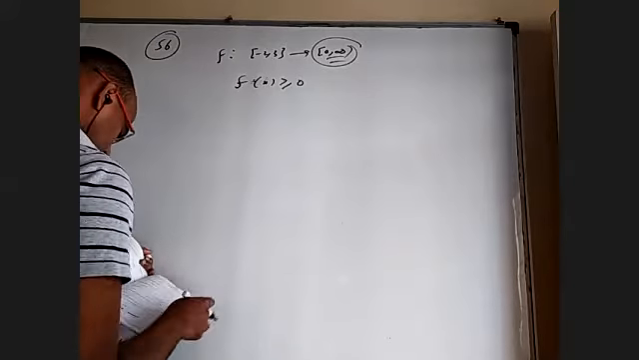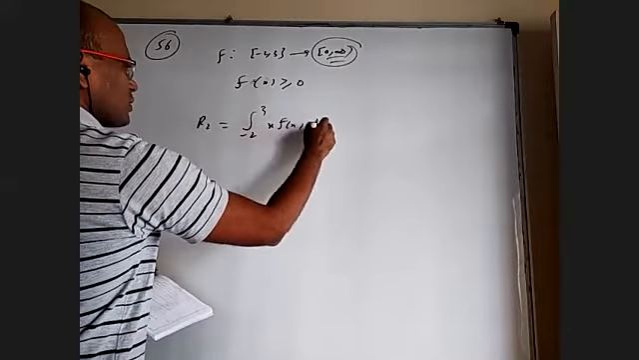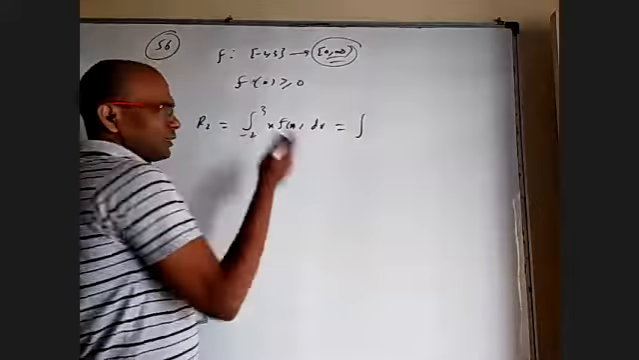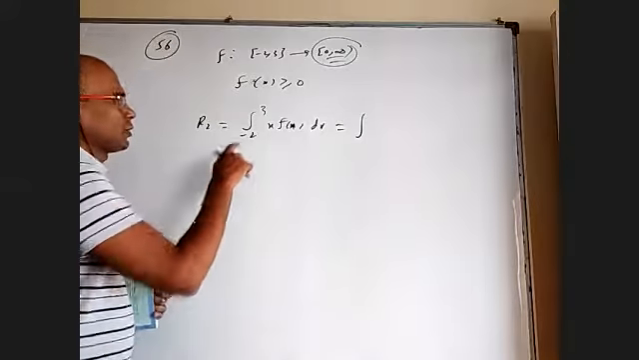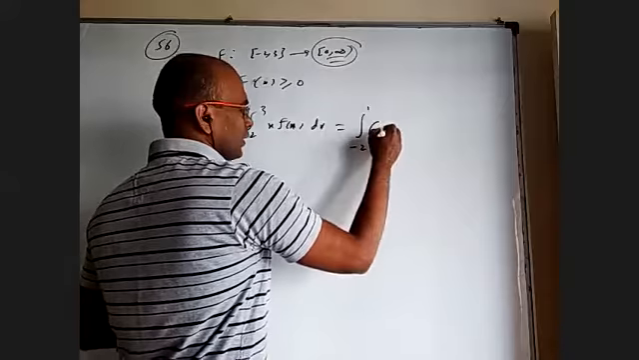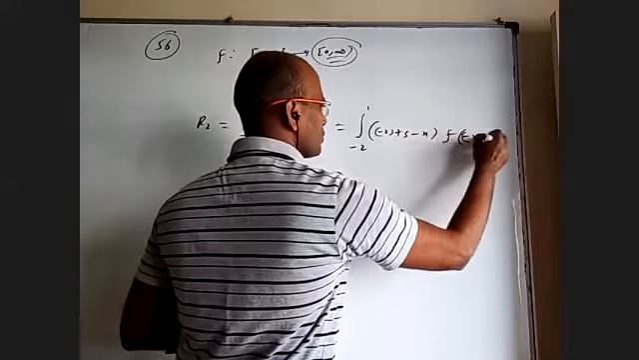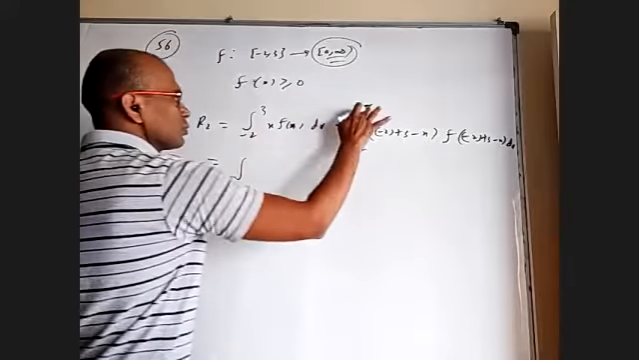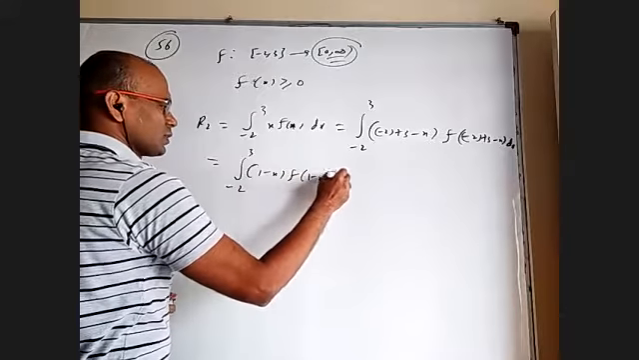Now, they simply want R2, which is integral minus 2 to 3 x f of x dx. We can replace x with 1 minus x. Sorry, integral a to b f of x dx is integral a to b f of a plus b minus x, right? So I'm going to replace x with this plus this minus x, which is 1 minus x. So integral minus 2 to 3 of minus 2 plus 3 minus x into f of minus 2 plus 3 minus x dx. That is integral minus 2 to 3 of 1 minus x into f of 1 minus x dx.